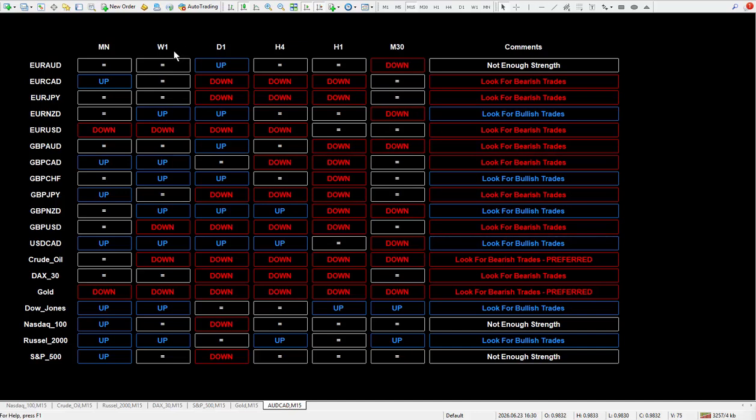Now this daily trade plan, it checks from the monthly right down to the 30 minutes. And within the comments here, it'll suggest look for bearish trades, bullish trades. Some will be preferred, and sometimes it's just not enough strength. Now, if you're trading without any kind of a daily trade plan, well, that's one good reason why you are still struggling. You have to have some kind of a daily trade plan.